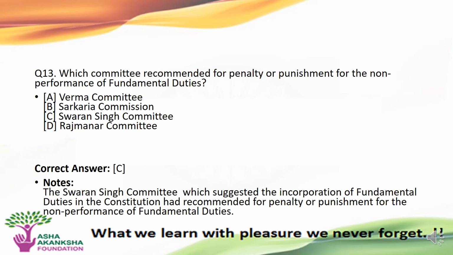The next question is, which committee recommended for the penalty or the punishment for non-performance of the fundamental duties? Options are A. Verma Committee, B. Sarkaria Committee, C. Swaran Singh Committee, or D. Raj Mannar Committee. The correct answer to this question is option C, that is Swaran Singh Committee.